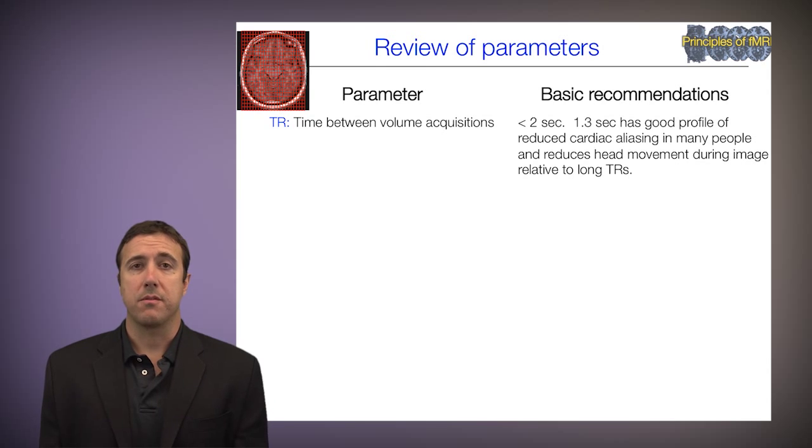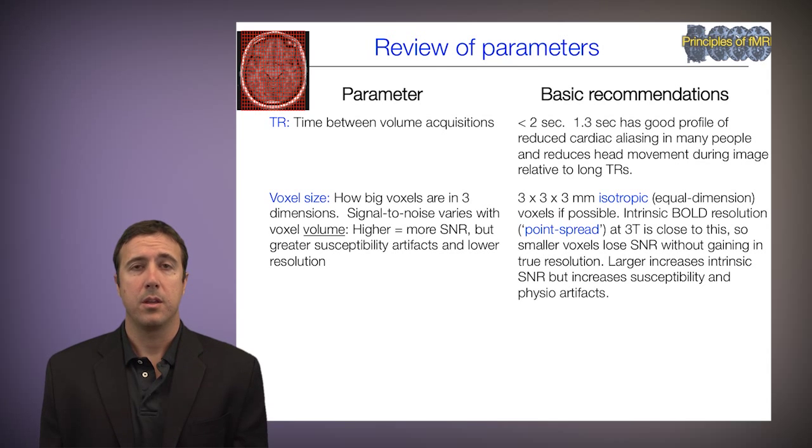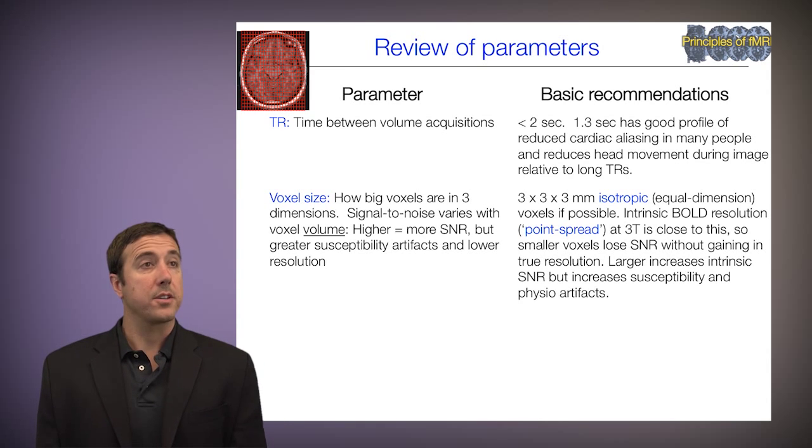So 1.3 is a value that we like in many of our studies. That also reduces head movement during the image more than a long TR. You can also go much faster in some cases. We'll see that soon. Voxel size is how big the voxels are in the 3 dimensions.